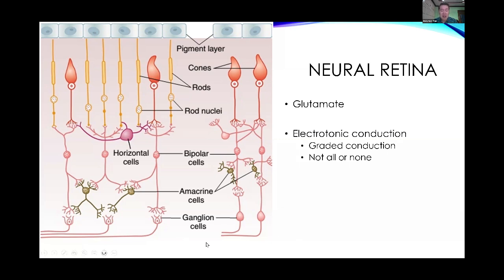Because the ganglion cell dapat mabilis. From the ganglion cell, it should go to the cortex. So the ganglion cells will make use of the action potentials, while all these other cells will make use of electrotonic conduction. Why? What is the importance? Because if I shine a light on your eye, but yung light na ginagamit ko very weak, bombilya lang, light bulb, very weak, so I will just stimulate a few rods and cones. I'll just stimulate a few of these cells.